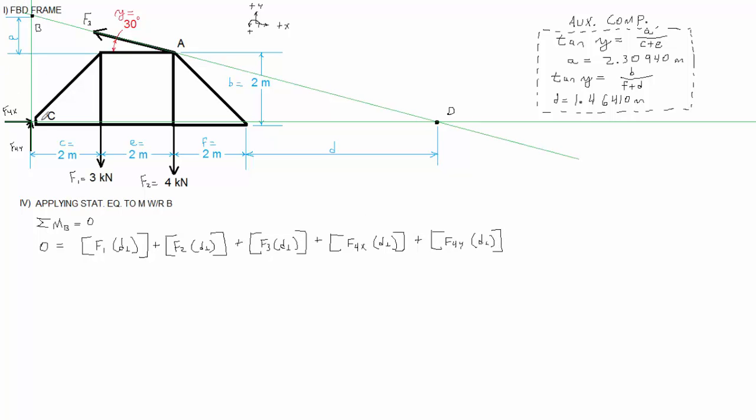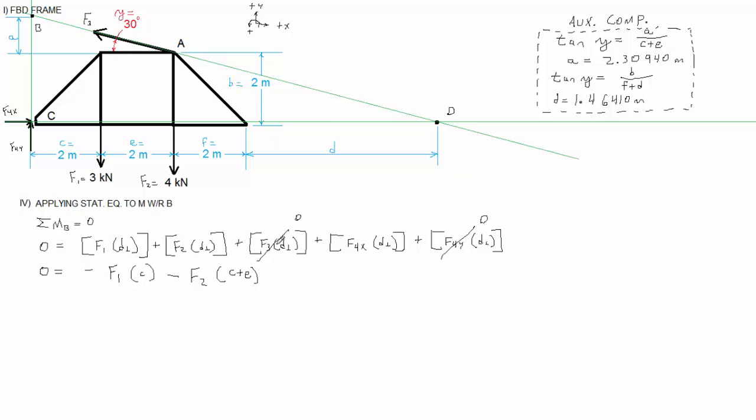So looking up here at point B, F4y goes through point B, so it's going to produce no moment, and F3 also goes through point B, which is why I did not break it into its x and y components. So around point B, F1 is going to produce negative rotation, and its perpendicular distance is C. F2 is likewise going to produce negative rotation around point B, and its perpendicular distance is C plus E.